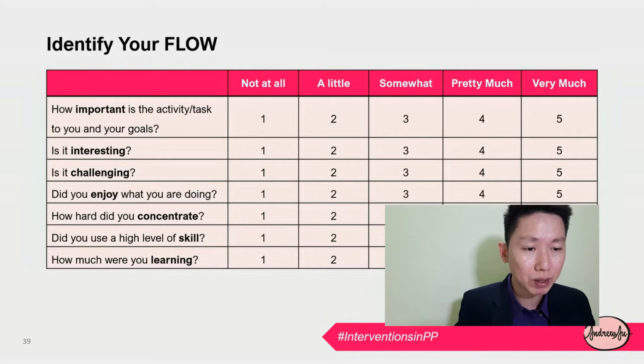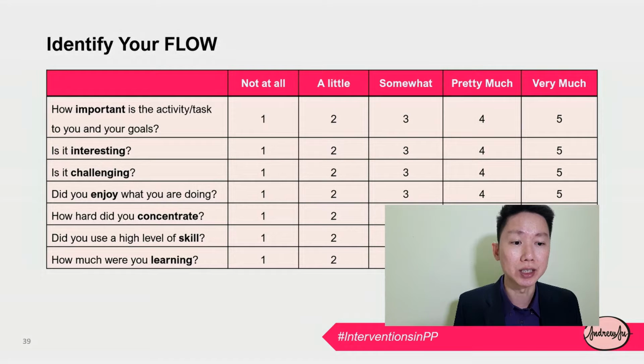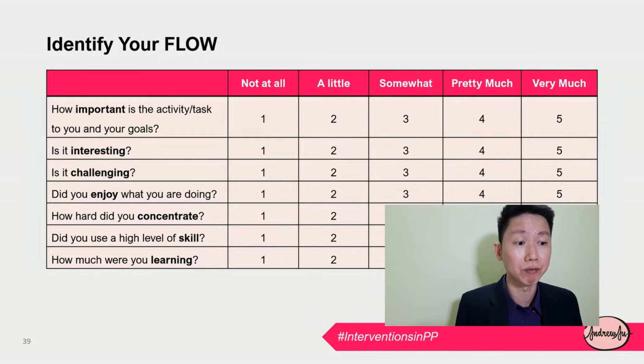So in the next week, whenever you have any activity and you want to see whether it is a flow type of activity, you answer this questionnaire. The first question is, how important is the activity or task to you and your goals? So the higher it is, the more it is linked to its importance, then you give a 5. If pretty much, 4; somewhat, 3; a little, 2; and not at all, 1.